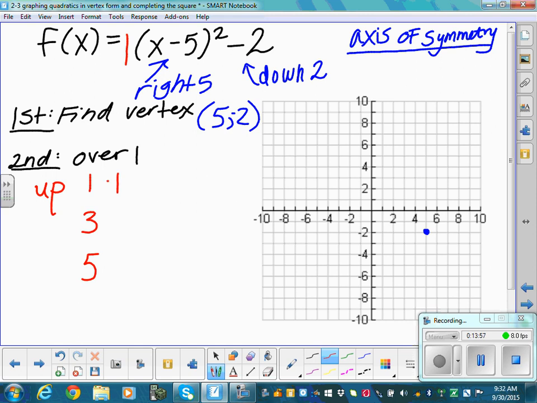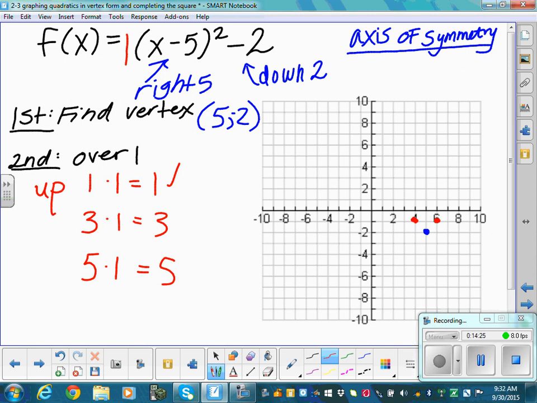So times 1, times 1, times 1, which is 1, 3, 5. So we have a 1, 3, 5. That's what we're going over. So start at your origin. I'm going to do the right side first. You have to do both sides. We're going over 1, up 1. Over 1, up 1. Did everybody follow? Just did that one.